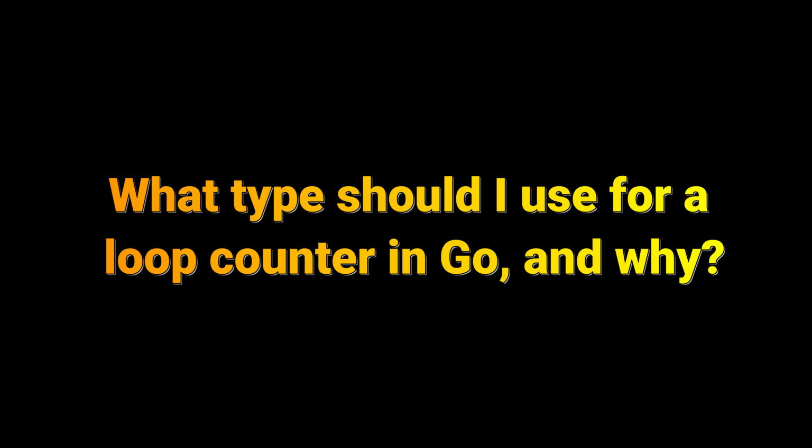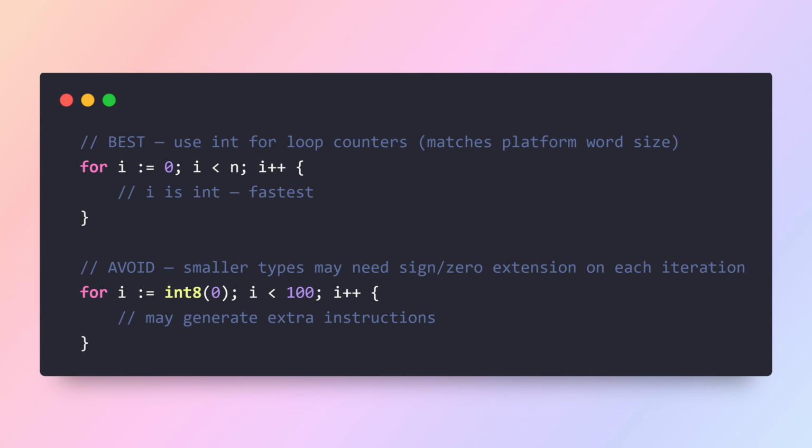Question: what type should I use for a loop counter in Go, and why? You should usually use int for a loop counter in Go. The int type matches the platform word size, so it is the fastest and most natural choice for the CPU.